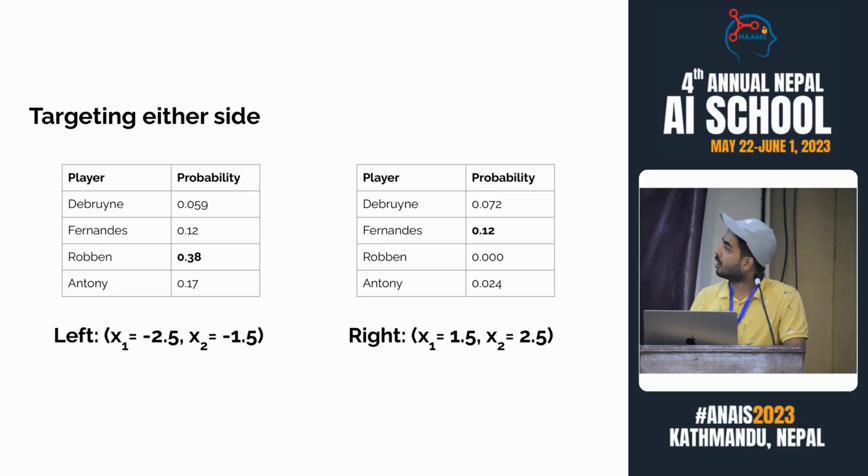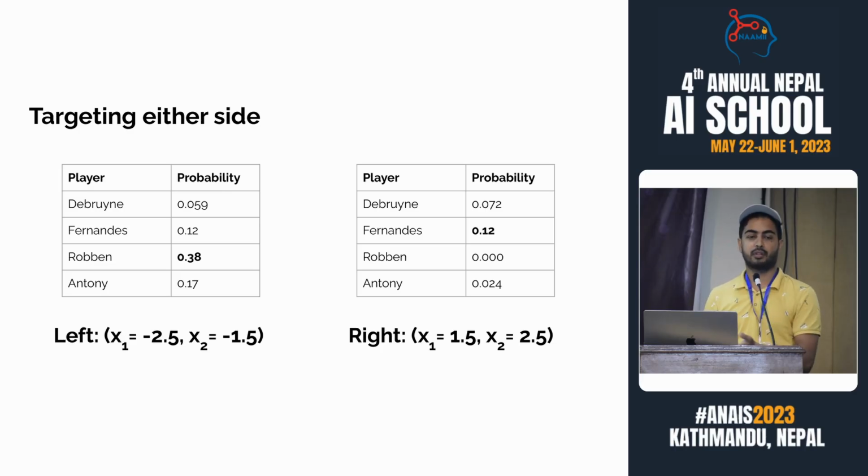And similarly to the right, because nobody had a bias towards the right, but because Fernandez had a higher variance, he seemed to be the best if we want somebody to hit to the right. And Robin is like the worst, not surprisingly, and Anthony and Bruyne are also bad.